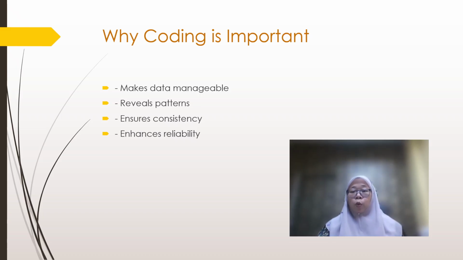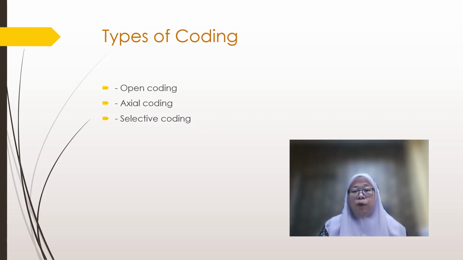Coding is important for several reasons. First, it helps to reduce overwhelming amounts of data into manageable pieces. Second, it helps you to organize patterns that might not be obvious at first glance. Third, consistent coding allows you to build credible findings, in which other researchers can follow your steps and understand your reasoning. And finally, coding increases the overall trustworthiness of your study because it provides a transparent trail from raw data to the final themes.